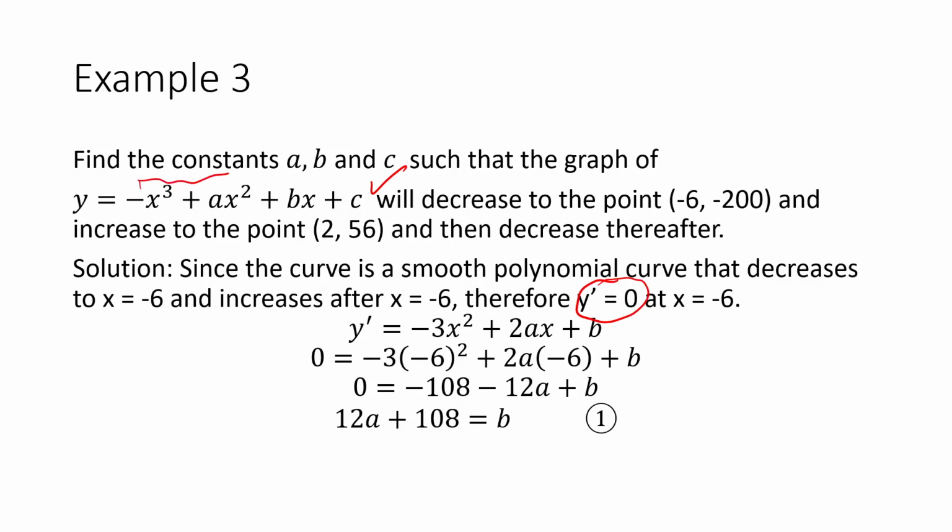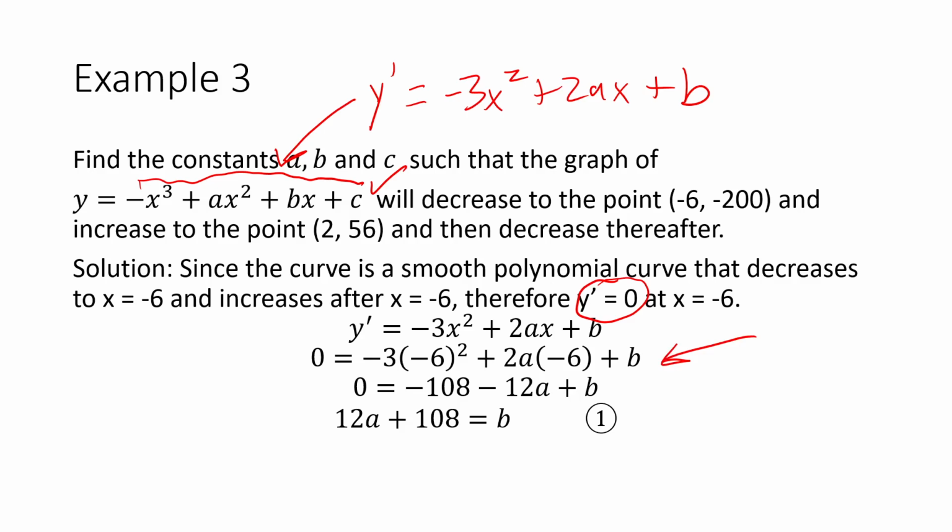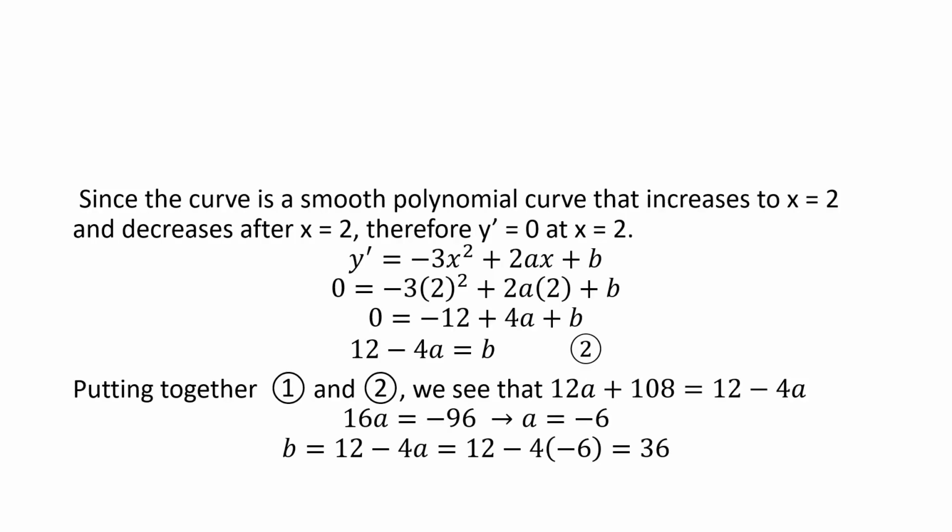So we have this expression for y. And we determine our first derivative using the power rule. It's simply -3x squared plus 2ax plus b. And we're going to say that that first derivative needs to equal 0 when x equals -6. So we plug in an x value of -6, and we then evaluate. We determine our new equation to be 0 equals -108 minus 12a plus b. And eventually we're able to come up with an equation 12a plus 108 equals b.